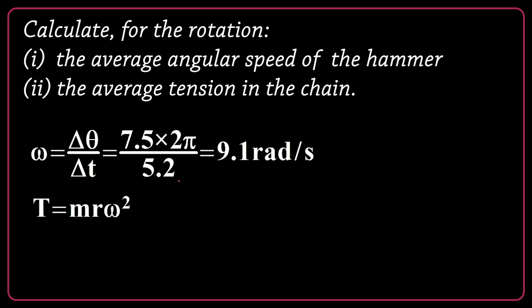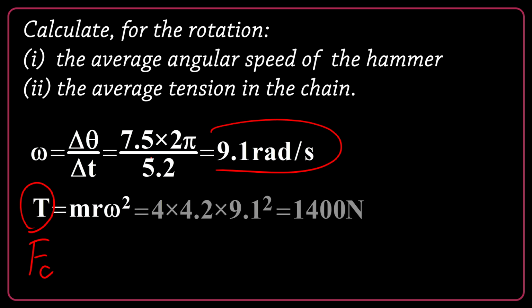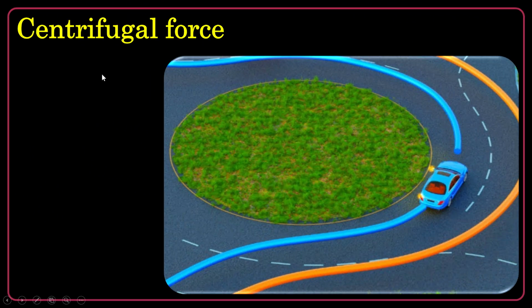The last part is Fc. Actually, Fc here is supplied by the tension of the chain. So it's m r omega squared, and we already found omega. Let's plug in the values: 4 is the mass, 4.2 is the radius, and this is omega squared. 1400 Newton.